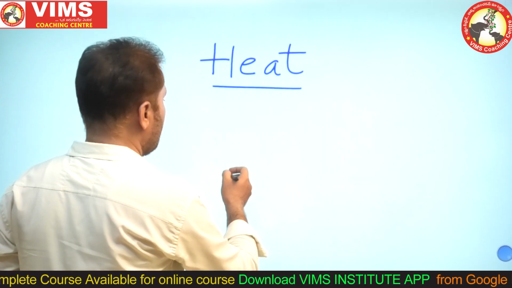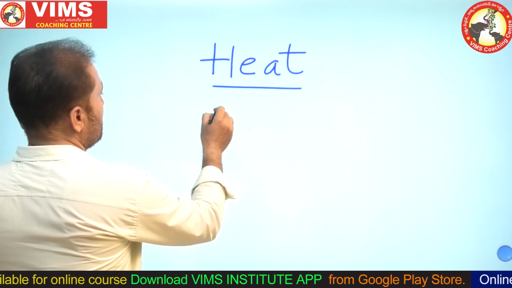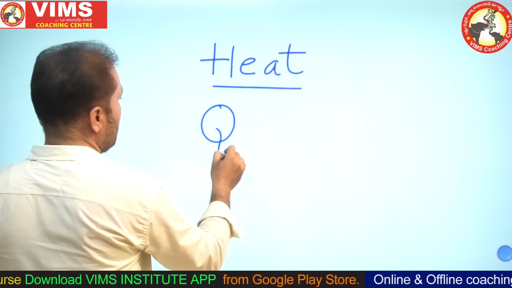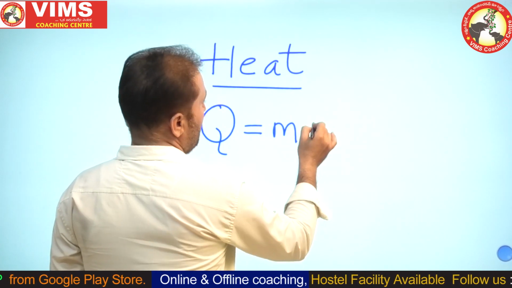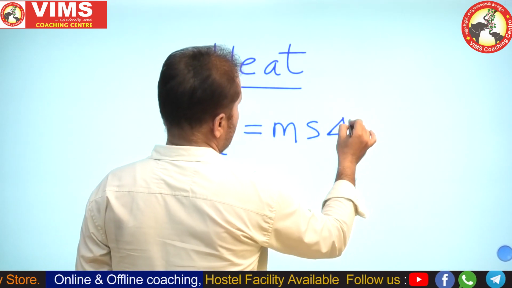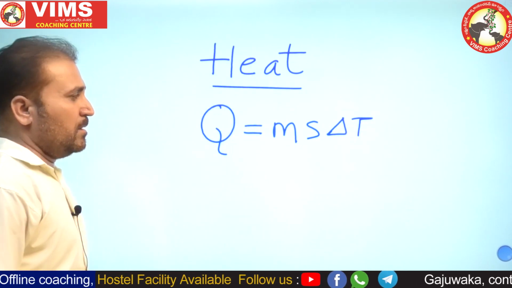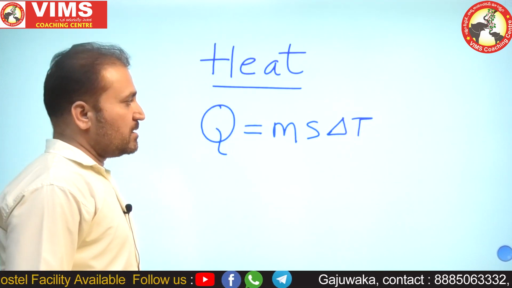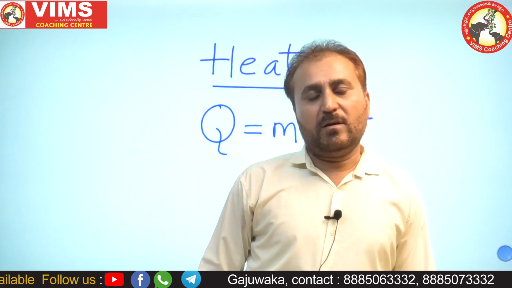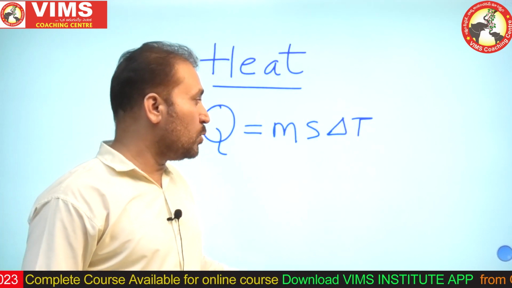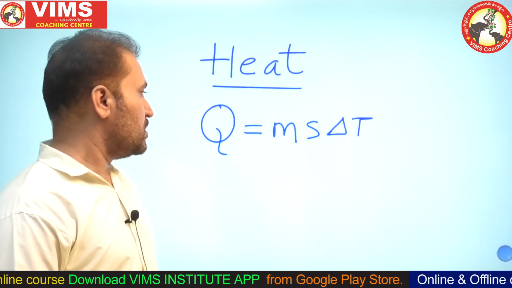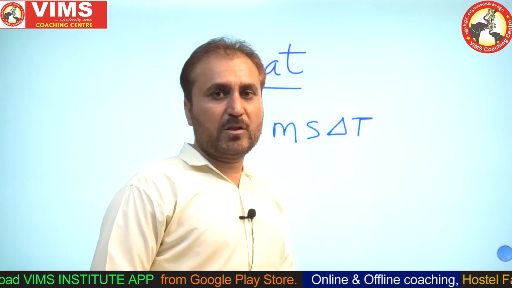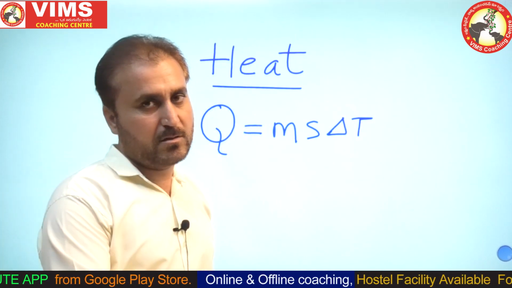For that we apply a mathematical formula to measure the quantity of heat lost or gained: Q is equal to ms delta T. This is a mathematical formula in 10th standard. The derivation of this formula is also there, but right now since we are going for a competitive exam, we need to know its application without undergoing its derivation.